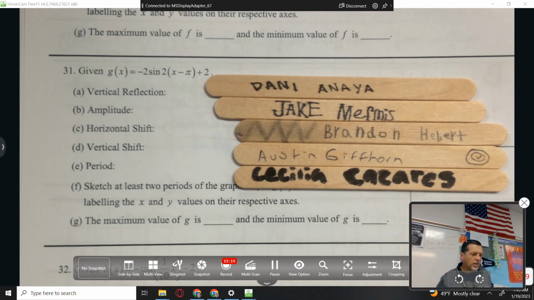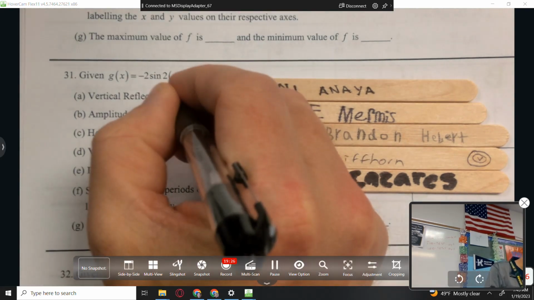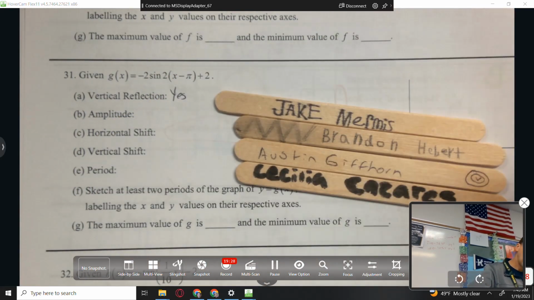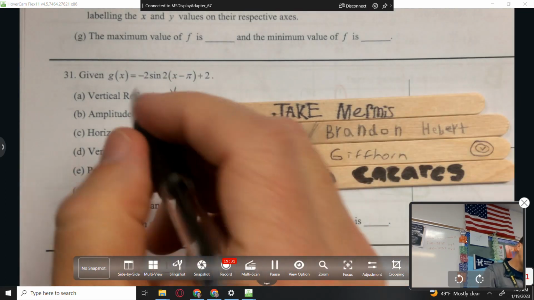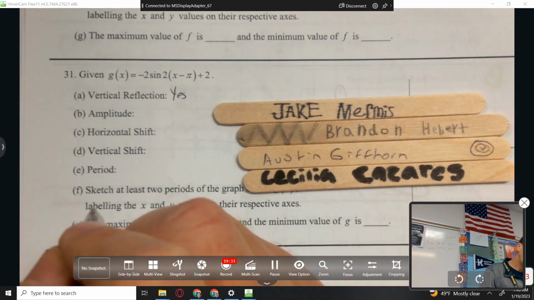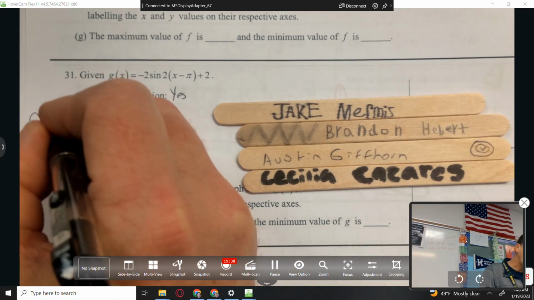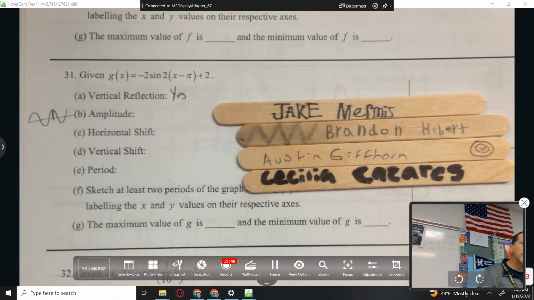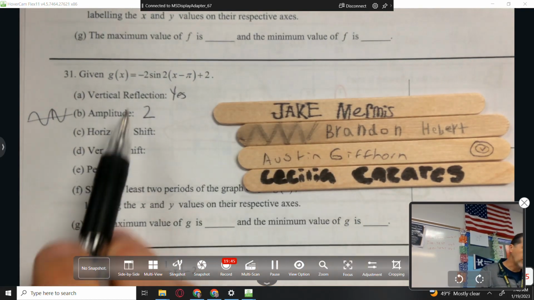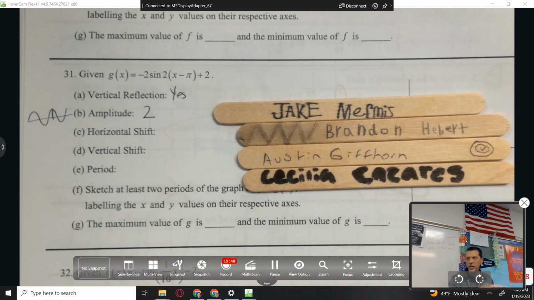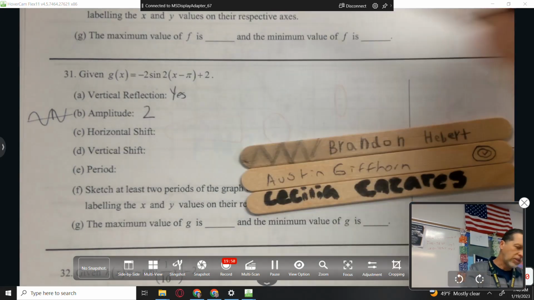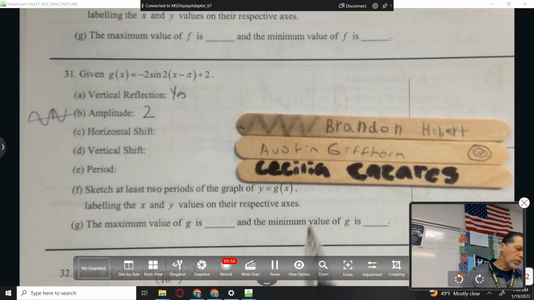So in order, Danny, vertical reflection, that's just a yes or no question. Yes. Why yes? Good. Jake, amplitude? No, it's not none. Remember, this is still going to be a sine graph, so how high above the midline? It'll be 2 above the midline. Okay, good. So it's not -2. The negative is part of the vertical reflection thing. The amplitude is 2. Brandon, how about the horizontal shift?